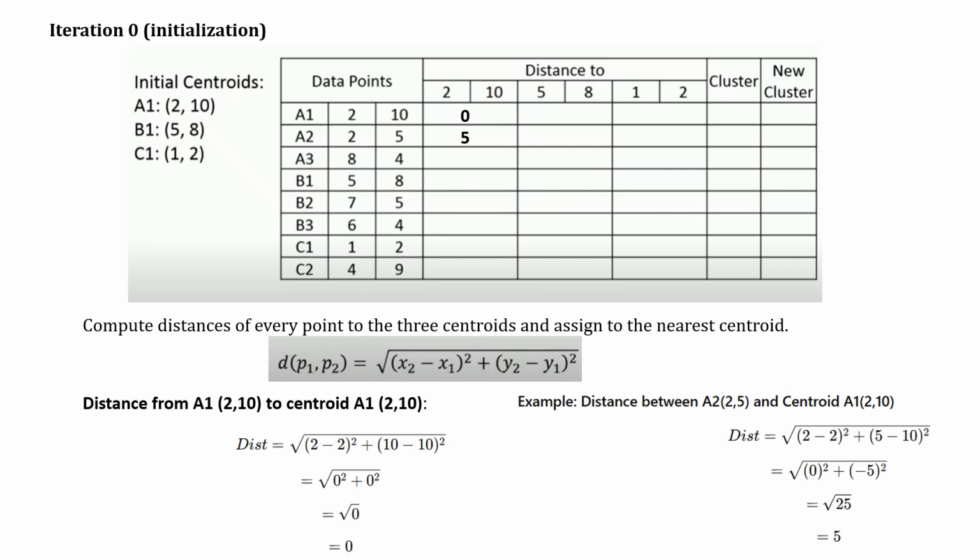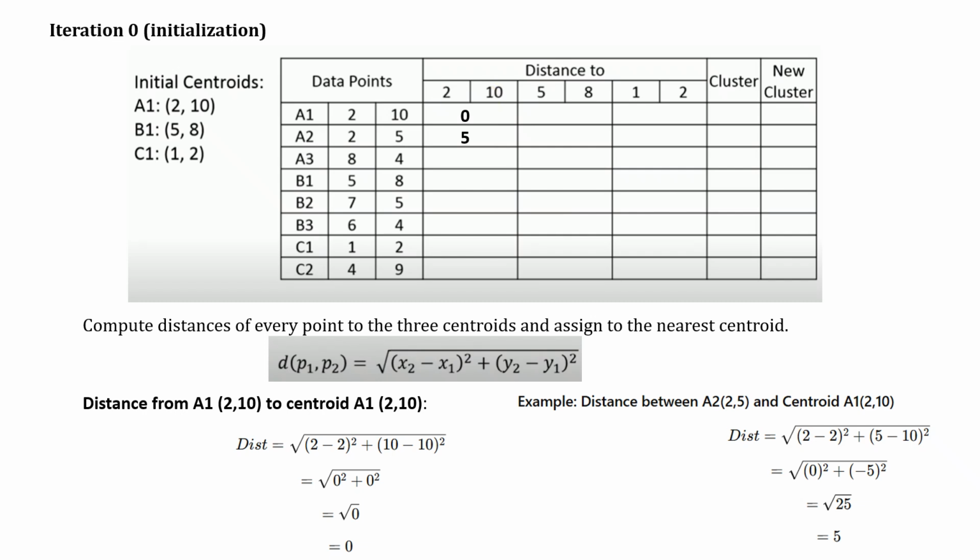So the first step, initialization: the initial centroids are considered here. Then we are going to frame the table with the data points. Then the initial centroids, whatever we considered, we fill in this row. Then we are going to calculate the cluster.